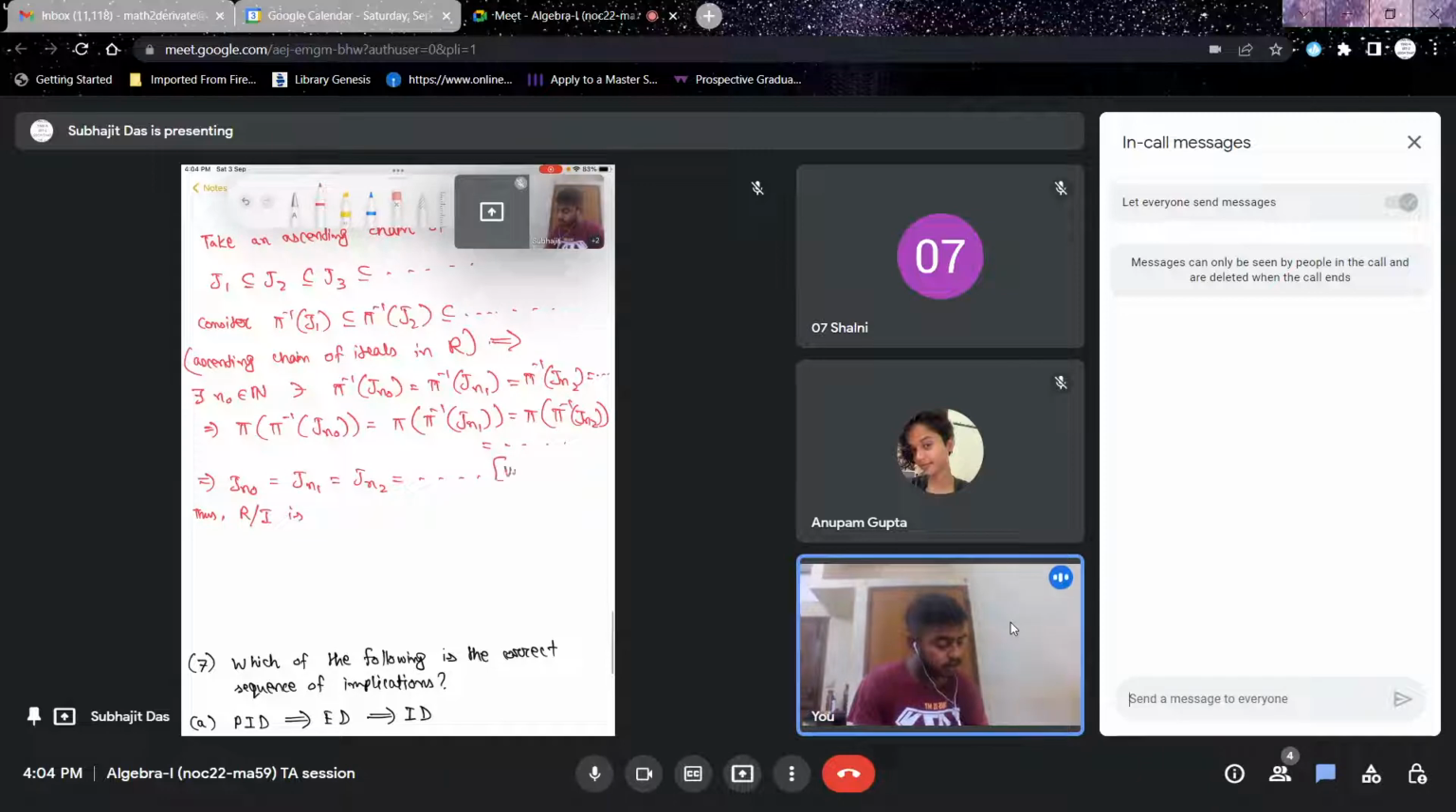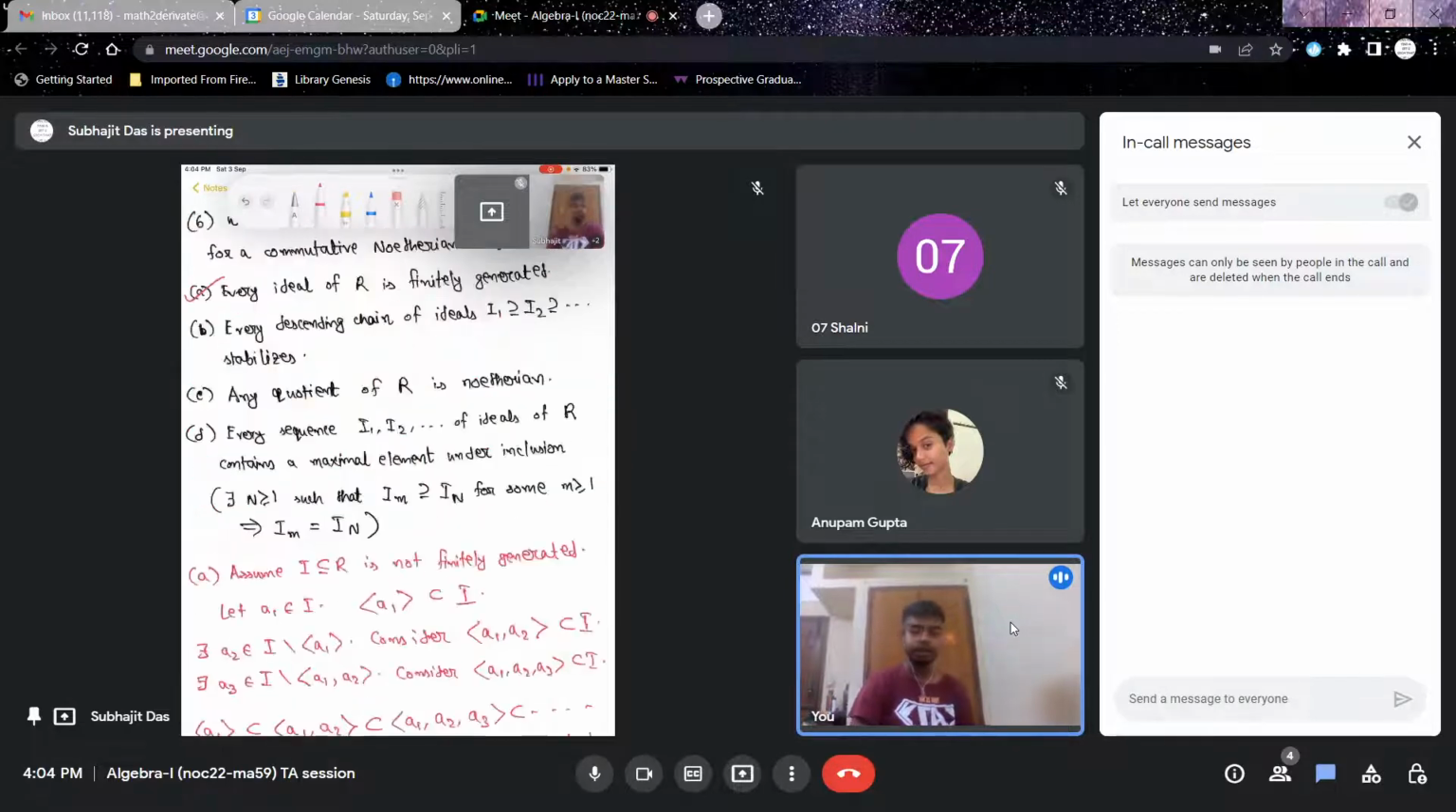So we are using surjectivity, or rather using, I should say. Yeah, so R mod I is Noetherian. And what about option D? We won't be working with this. We have already mentioned that we are given that every sequence I1, I2 of ideals of R will contain a maximal element under inclusion, okay?